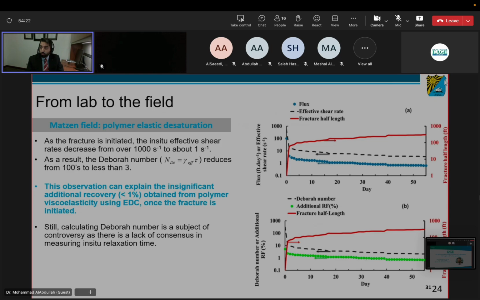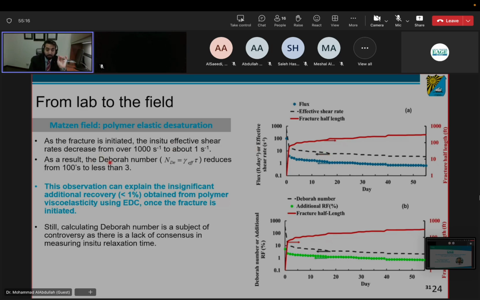Now, having said this, what we did, we said, okay, if I did develop fracture for that same field, how would the real impact increase in terms of residual oil saturation? What we saw, as a fracture is started, the in situ effective shear rate decreases from over thousands reciprocal second to about 1, right? If I see the effective shear rate, I have the shear rate on the left y-axis and the fracture length in red on the right axis. You will see whenever the fracture is initiated in terms of days, it just started, your effective shear rate in the black drops from thousands all the way to almost 1, orders of magnitude, right?